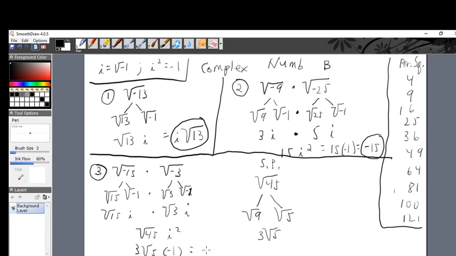We can never miss that. So it's not 3 square root of 5. It's minus 3 square root of 5. Minus 3 square root of 5 is the final answer. Very important question.